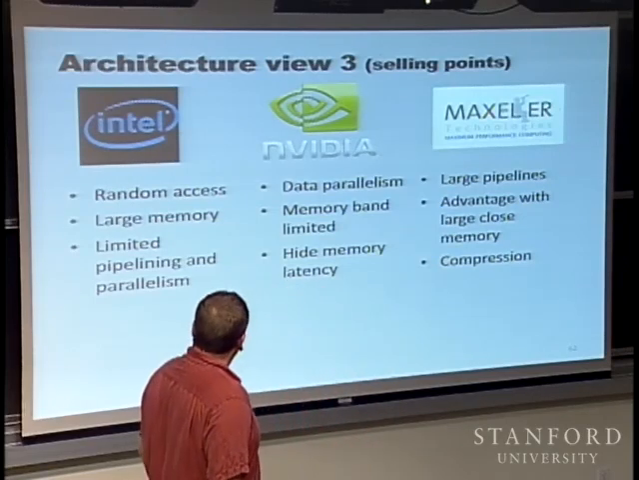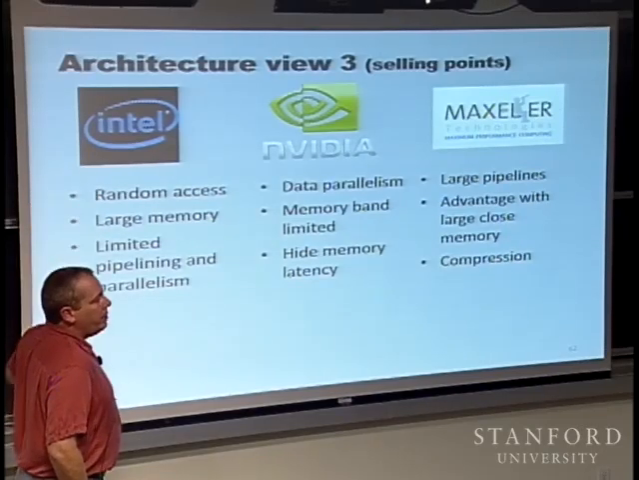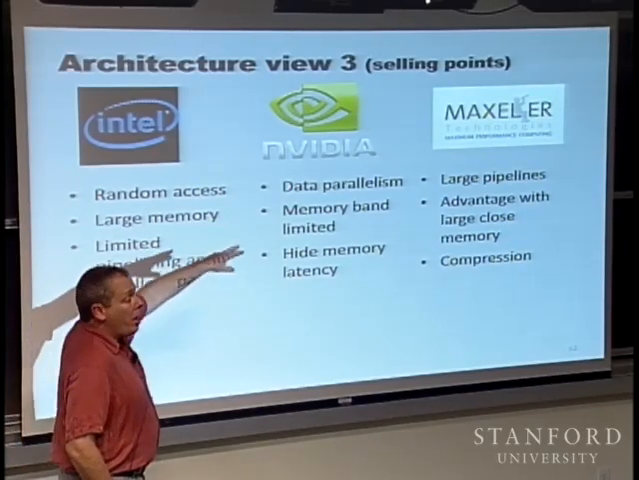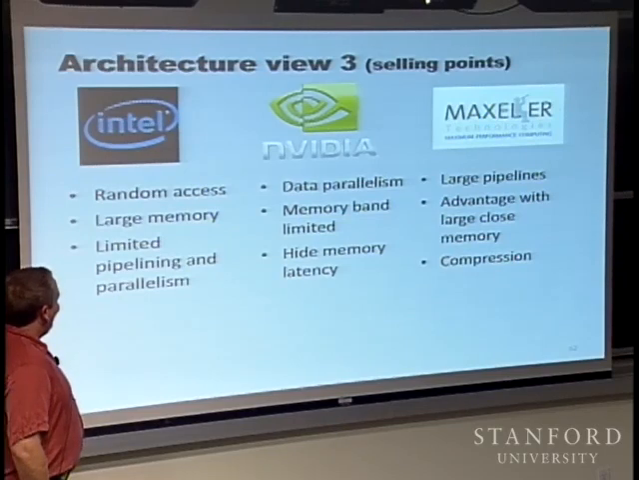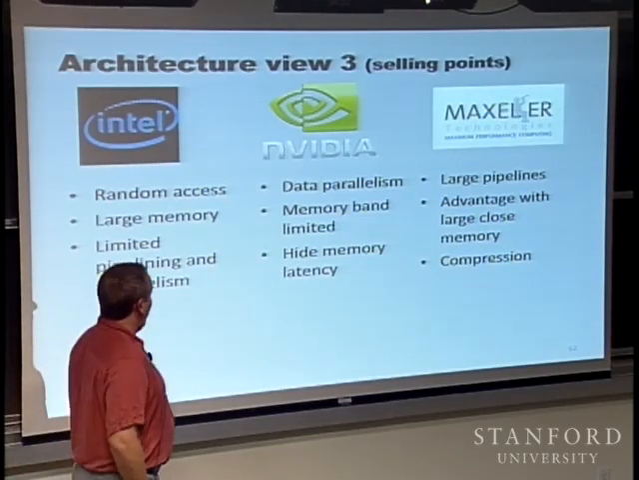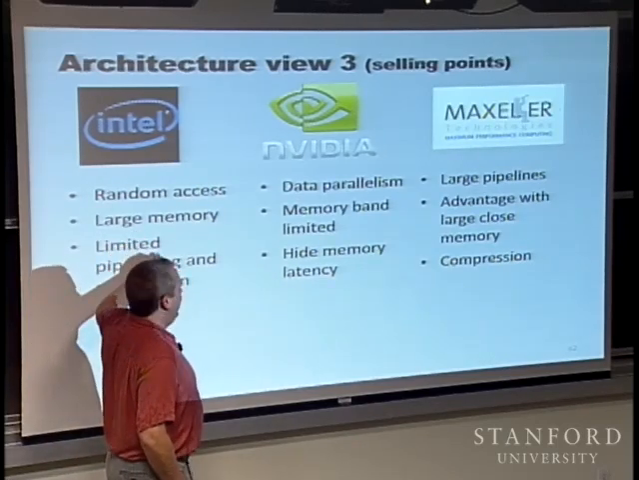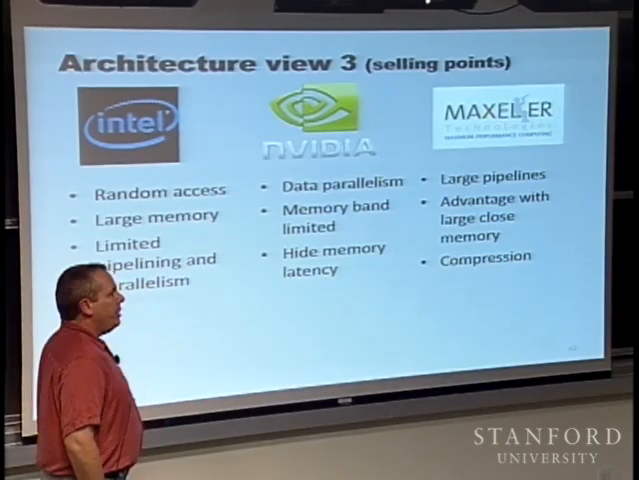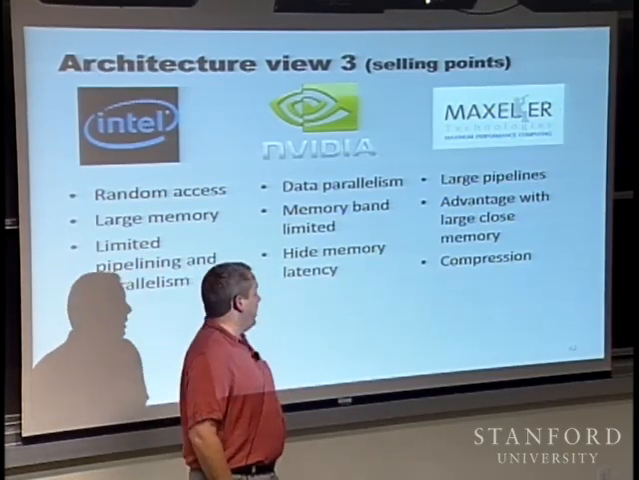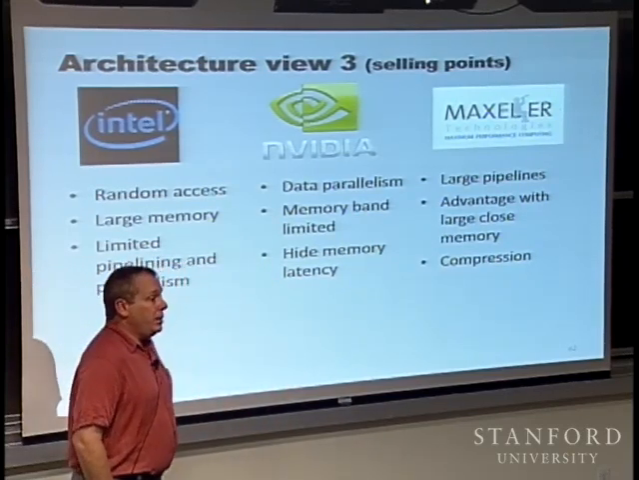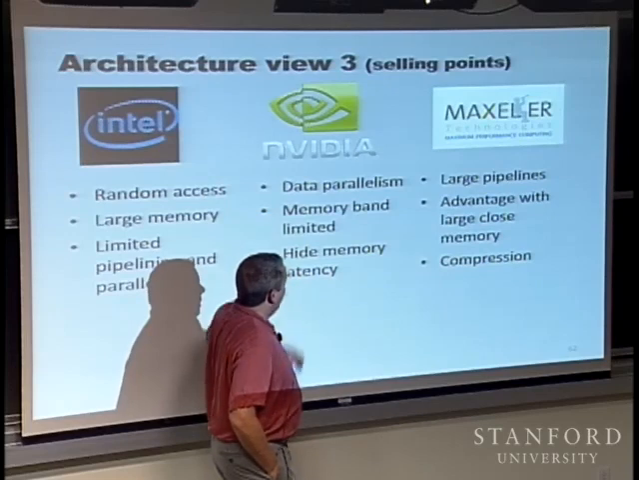So what we found, and I'm going to show you examples of this, is that for the FPGA, the more random the access, the better. If you're running on a standard Intel, you really don't want to do random access anyway. The large memory can be quite useful in a lot of applications, and when you can't get that much from pipelining and parallelism, this may be your only choice. For GPUs, the more data parallel, the better. The more memory bandwidth limited the application, the better. And if hiding memory latency can help, and you can do it, it works pretty well.